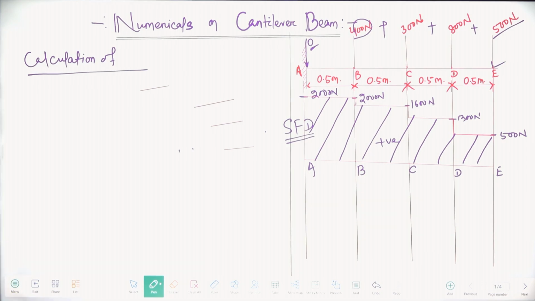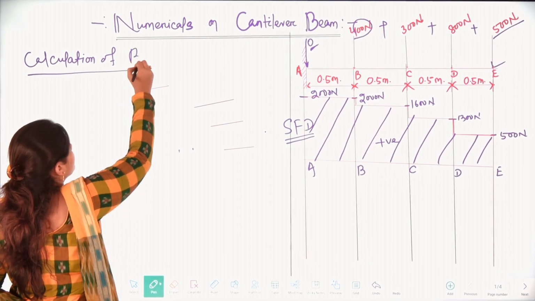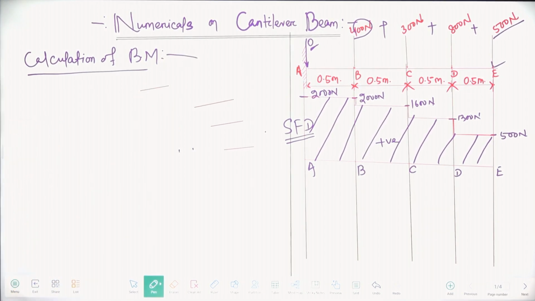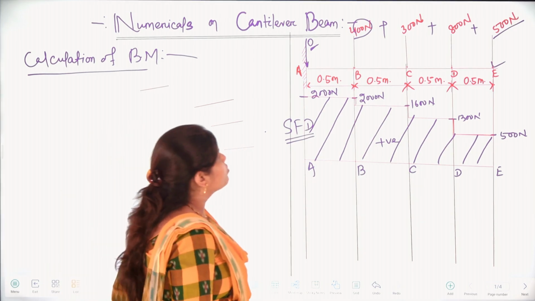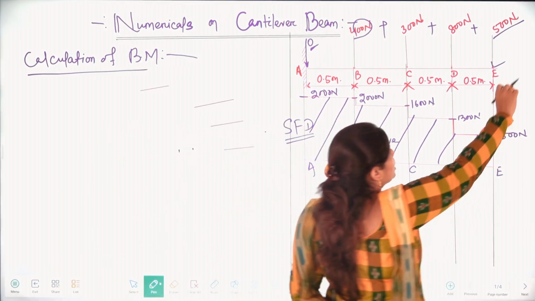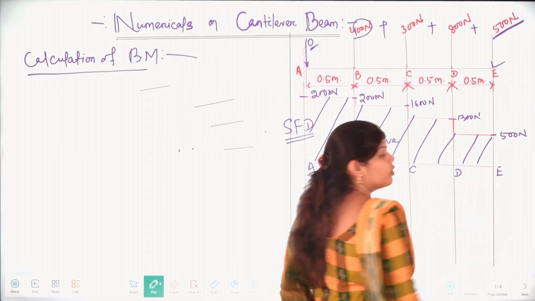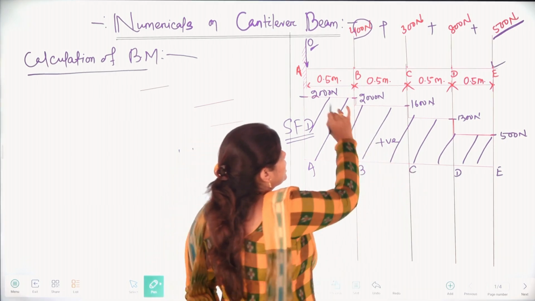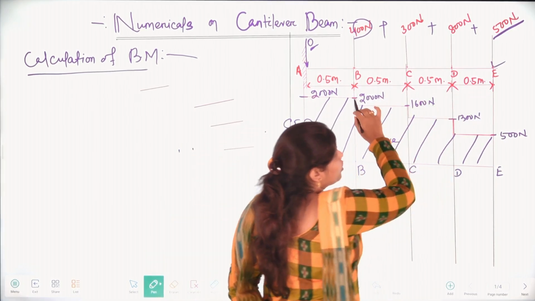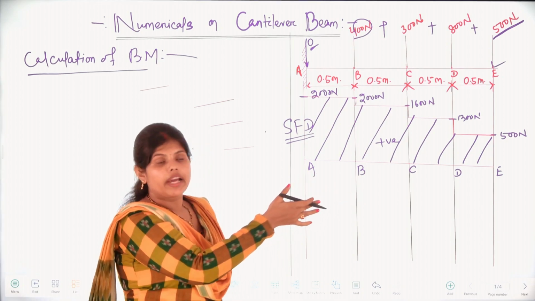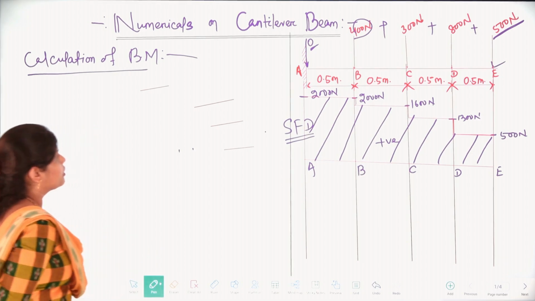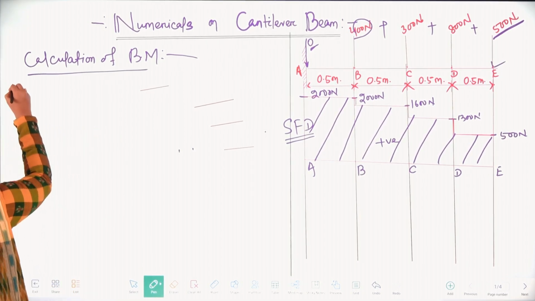Okay. First, calculation of bending moment. So how to calculate bending moment? Calculation of bending moment is nothing but here you have the load. So if we multiply the distance, we are having different distances here. If we just multiply distance with the load, then we will get bending moment values. So how to calculate? Let's see.